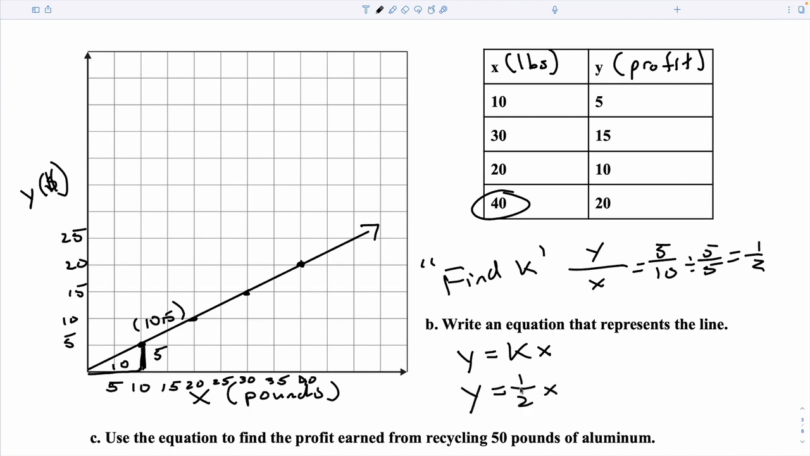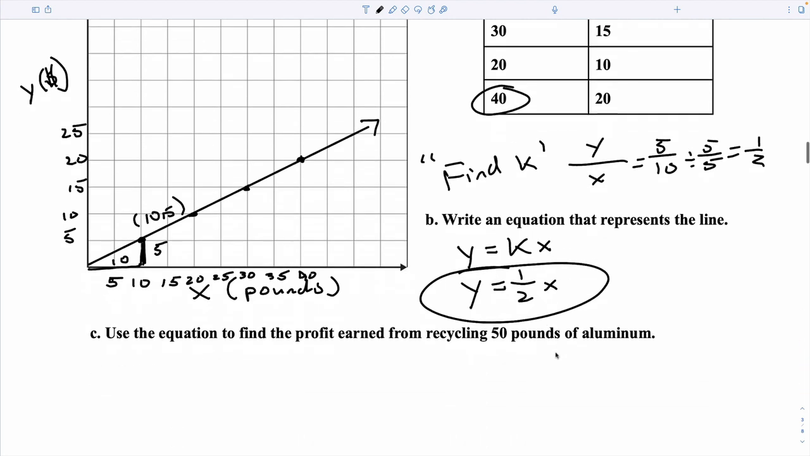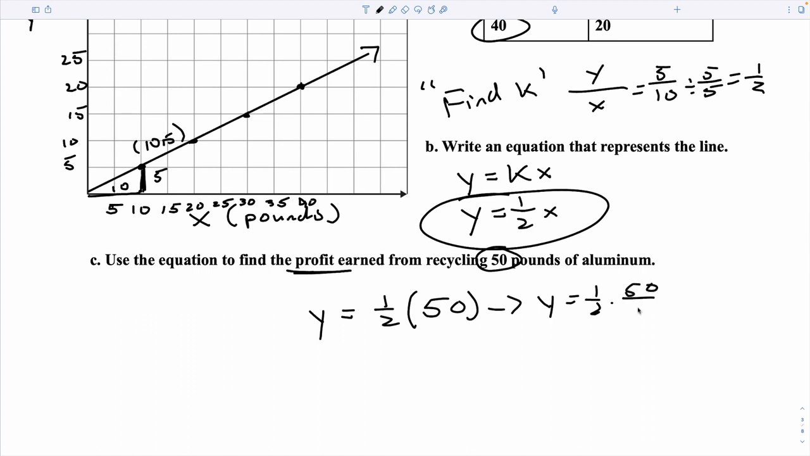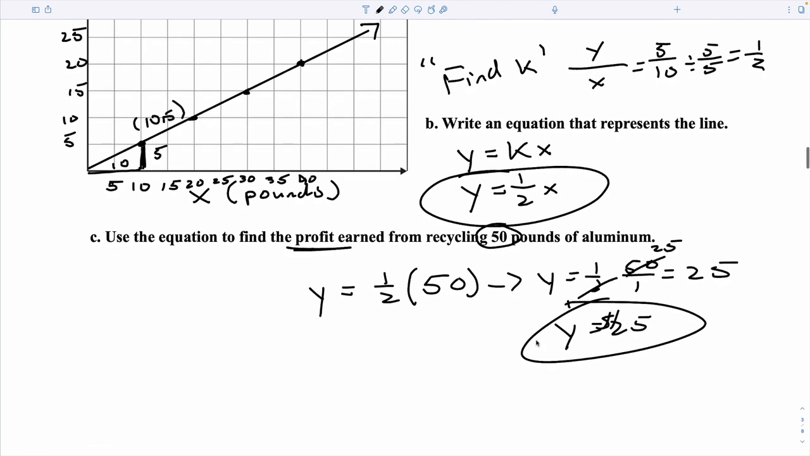The constant goes in place of k. That's your equation. You can use this to find any amount of aluminum or money. What's the money earned for 50 pounds of aluminum? Plug in 50 for x. Y would equal 1/2 times 50 over 1. Let's cross cancel. 2 goes into 50 25 times. So it looks like our profit is $25. That is your answer.